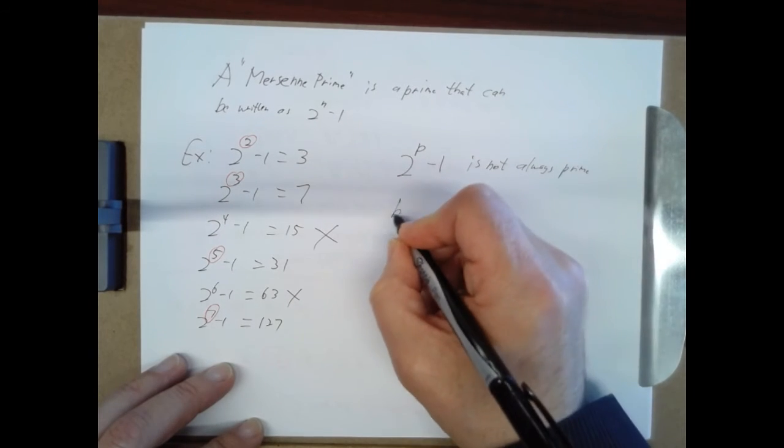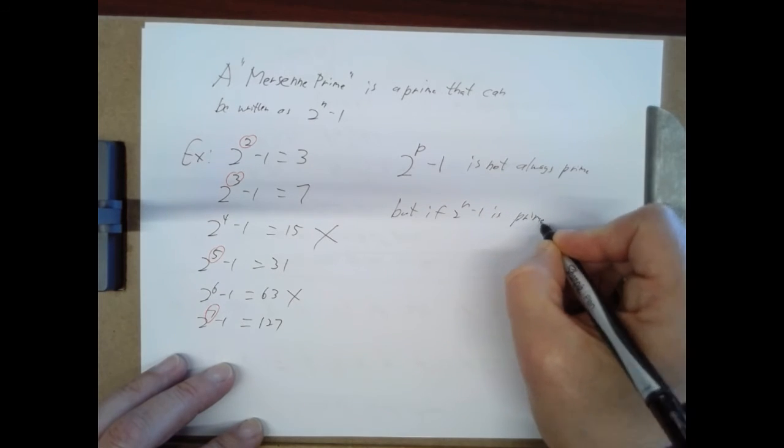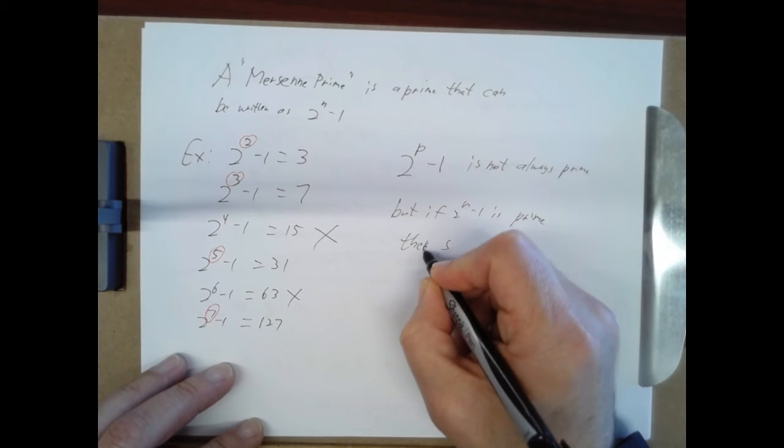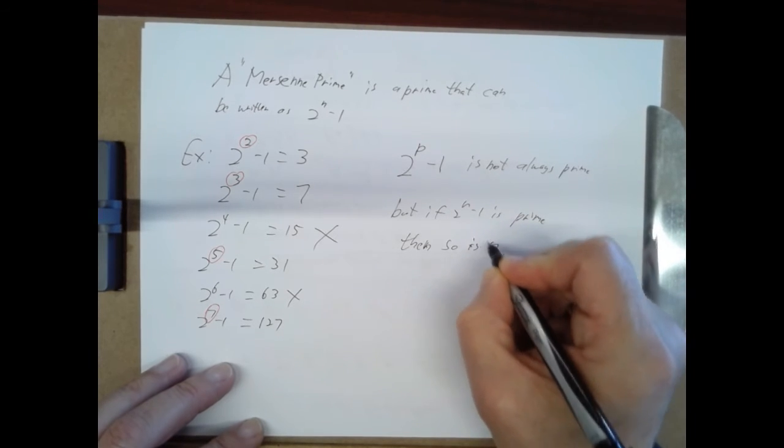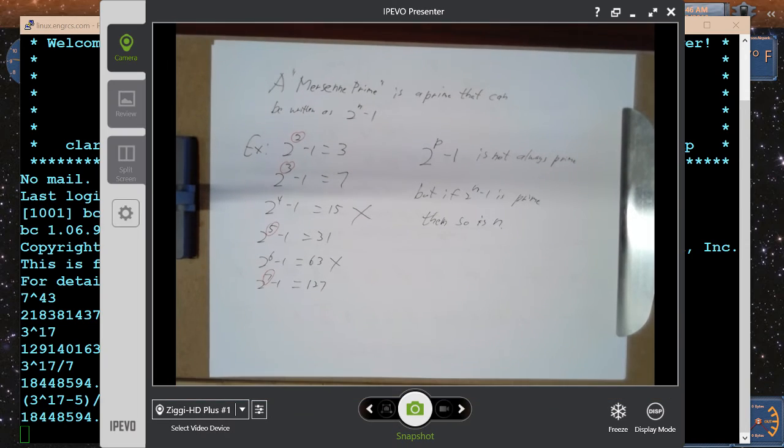It's not always prime, but if 2 to the n minus 1 is prime, then so is n. So that's a really painful way to check if n is prime, to see if 2 to the n minus 1 is prime. But that's kind of going backwards. So 2 to the prime minus 1 isn't always prime. But if we have a Mersenne prime, then that exponent itself must be prime.